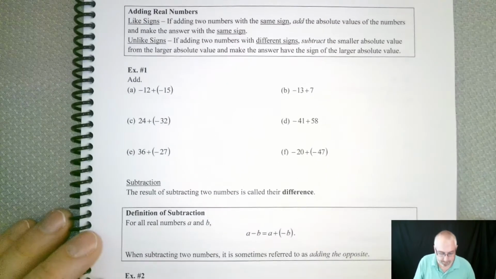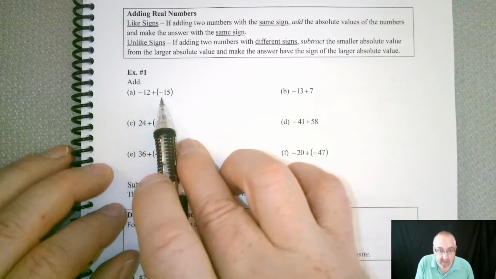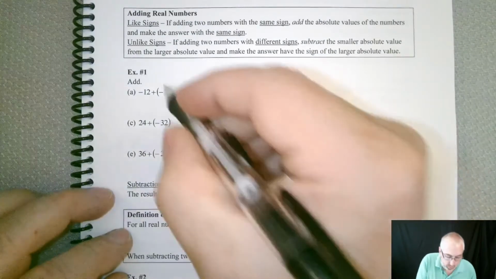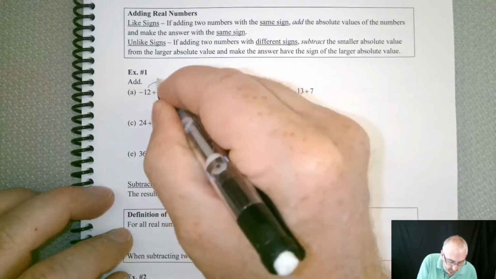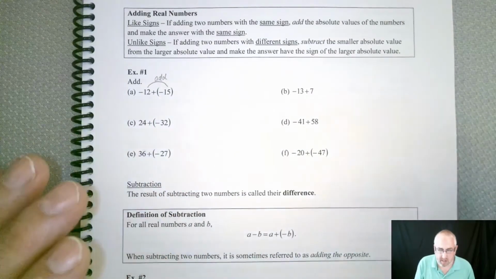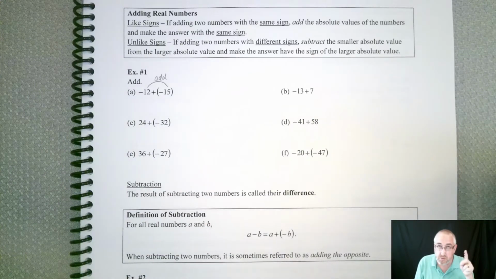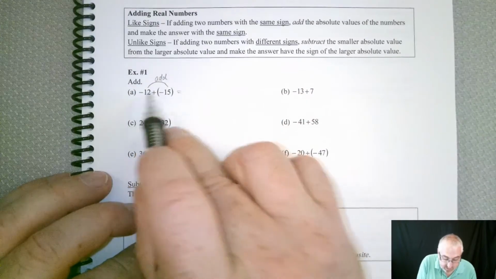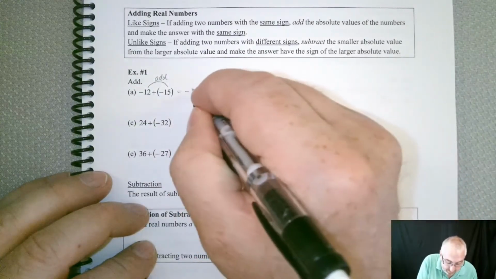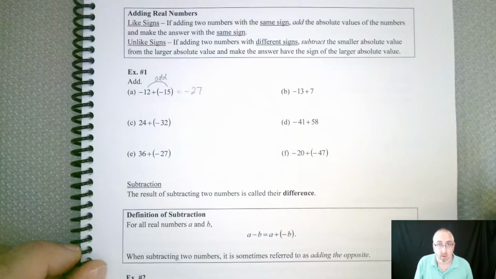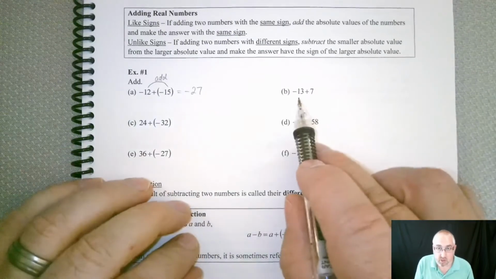All right, so negative 12 plus negative 15. So we're adding, and they have the same sign. So right off the bat, I know that I want to add those two numbers together. So forget about the signs. 12 and 15 is 27. And if we see that they're both negative, that means it's got to be a negative 27. And that's it. So it's really a couple of steps to get to your answer. Let's jump over to B.